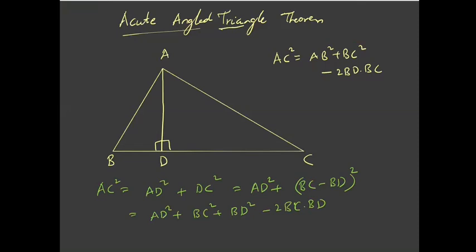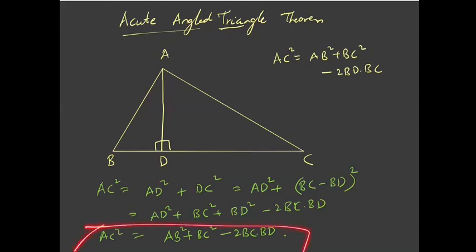Now, if you observe, AD square plus BD square would be AB square, because ABD is a right angle triangle. So this will give us AB square plus BC square minus 2 BC times BD. Just note it down quickly, then we'll move further. Note down this final formula, which we'll use later in problems.